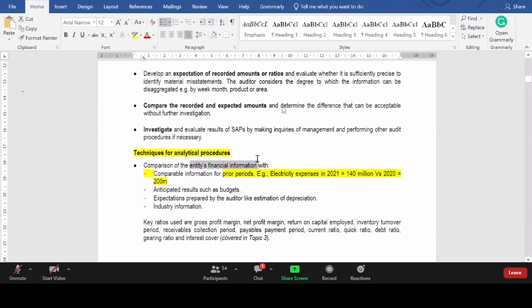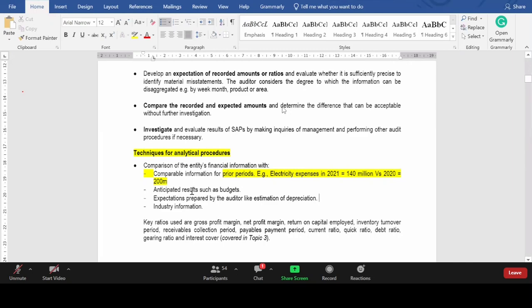Also, we compare the entity's information with the expectations prepared by the auditor. You, the auditor, you always have what you think. For example, you may think a building is going to be depreciated by 2% or by 1%. But you find they have depreciated it by 10%, then there's a problem. So you, the auditor, because you're a professional accountant, you have your own best practices, you know. So if you find that they have deviated from them, then there's a problem.